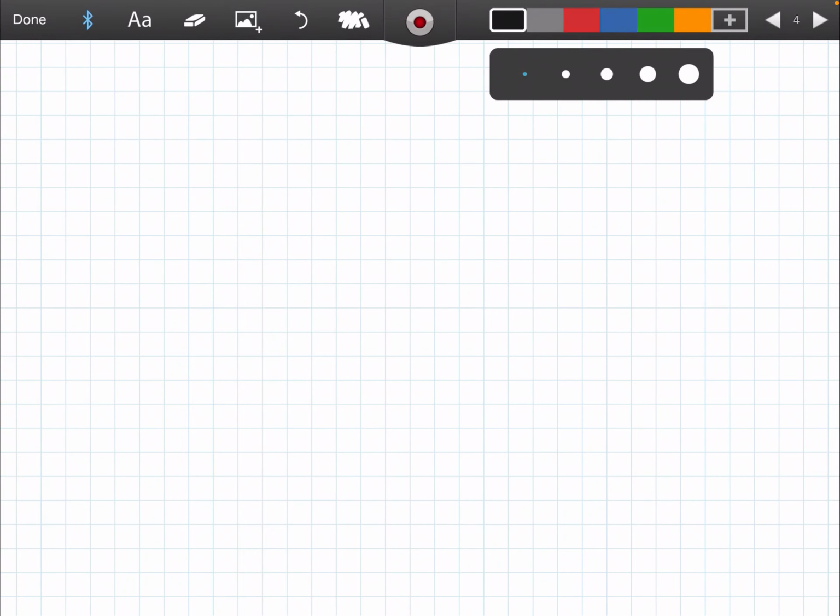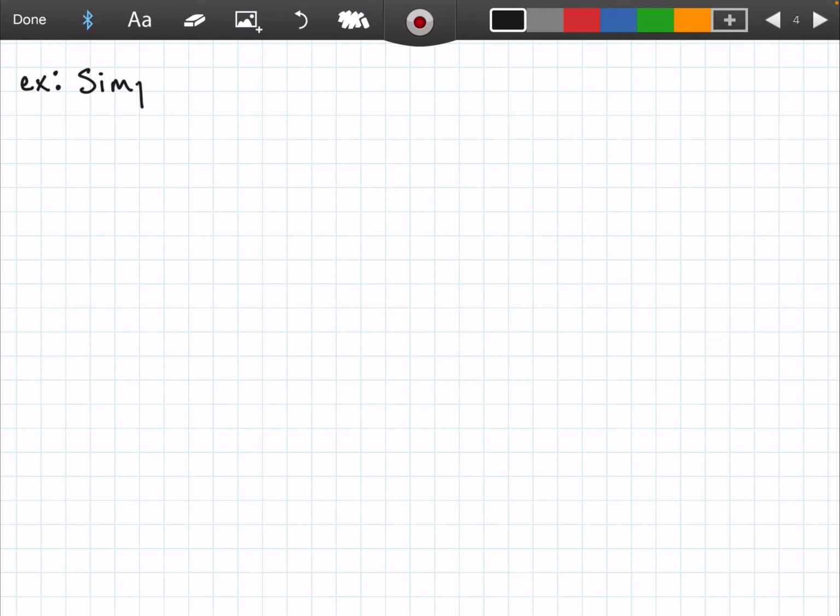Alright, this is part 2 of the lesson. And here is the bulk of your assignment. So I'm asking you to simplify each trigonometric expression.